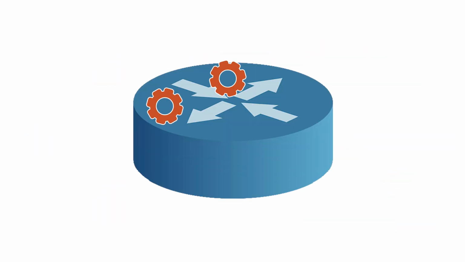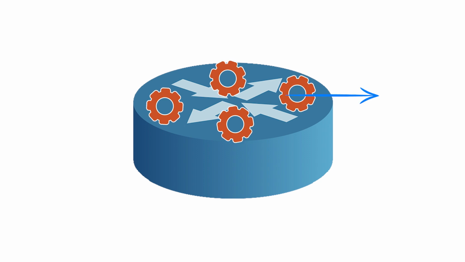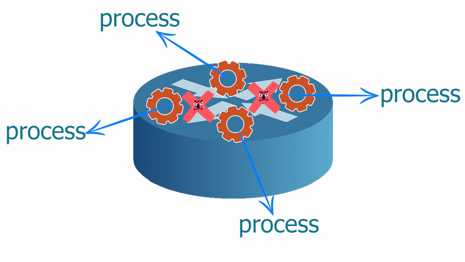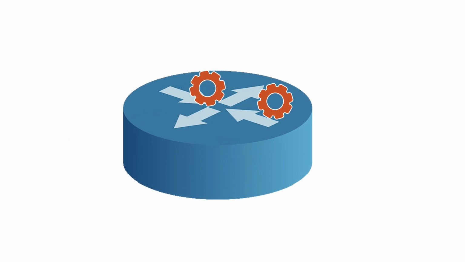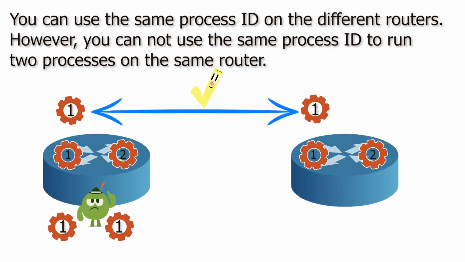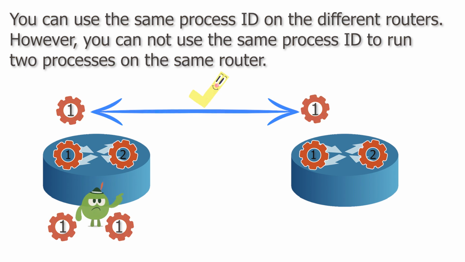OSPF allows you to run multiple instances on the same router. Each instance is called a process. Every process is unique and does not share routing information with other processes running on the same router. A process is locally significant. You can use the same process ID on different routers. However, you cannot use the same process ID to run 2 processes on the same router.